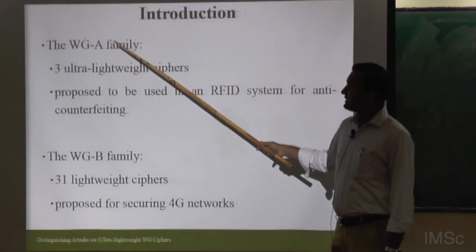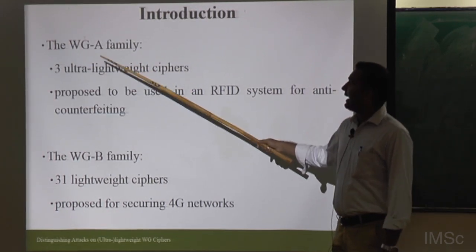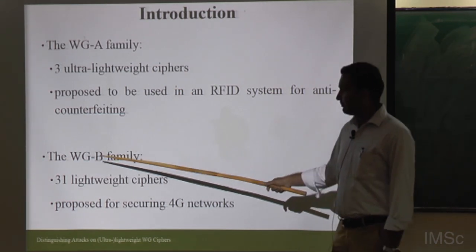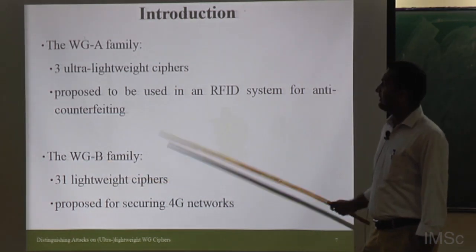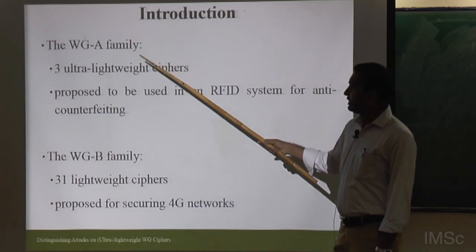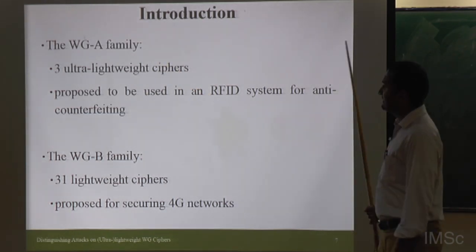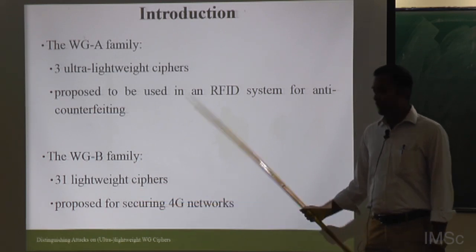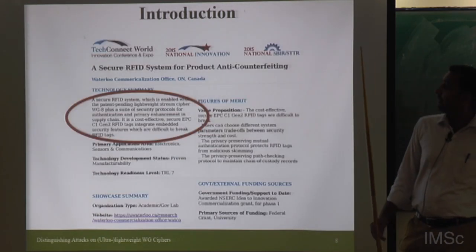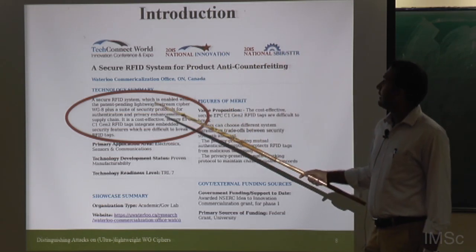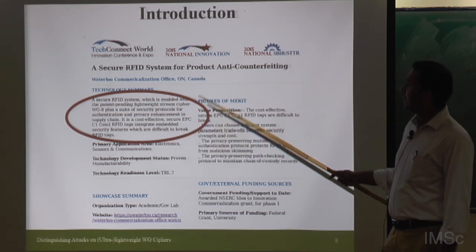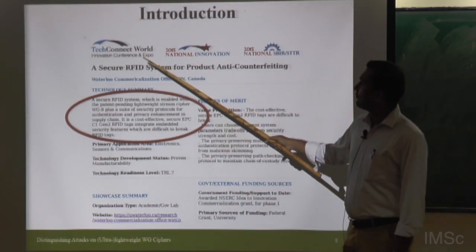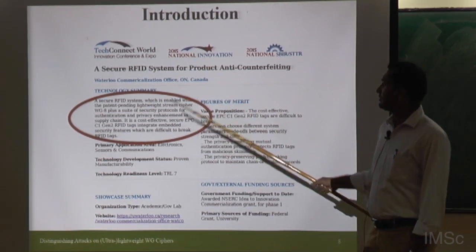WGA forms a subfamily under the family WG, and here it is made up of 3 ultra lightweight ciphers, and the WGB family is made of 31 lightweight ciphers. WGA is proposed to be used in an RFID system for anti-counterfeiting. WGB is proposed for securing 4G networks. The secure RFID system where WGA is used was exhibited in a conference conducted in the United States in 2015.